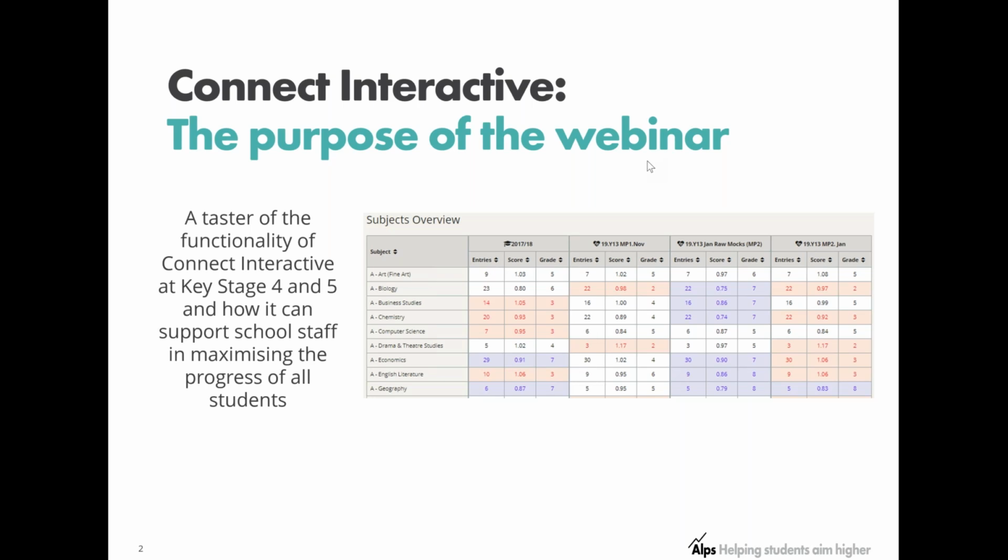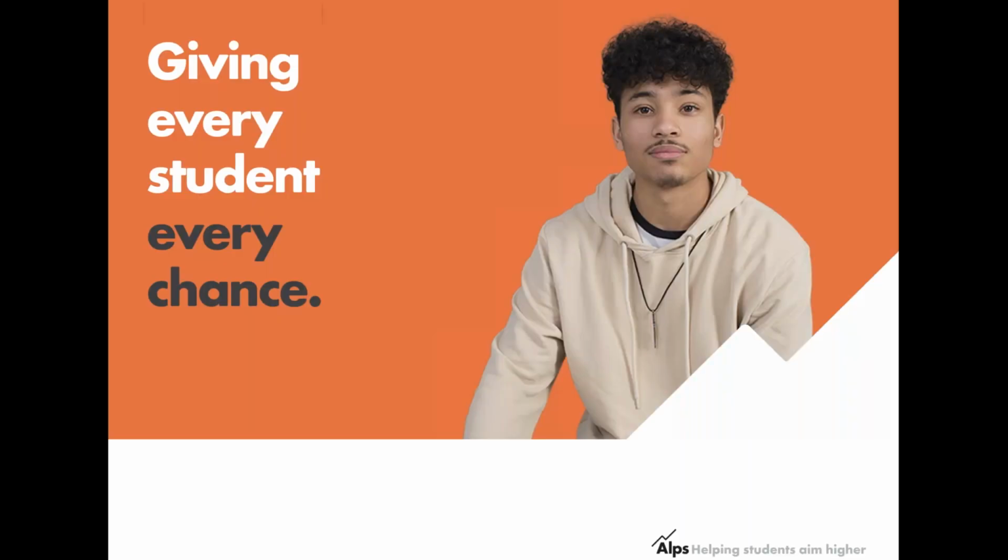So I'm really just looking at, you're familiar with Alps here, and this is what Connect Interactive can give you more than the reports. You might also be watching it because you're a data manager and you just want to see what Connect Interactive does, and therefore how you set up Connect Data might impact on Connect Interactive. Great. I'm going to take you through all the different tools and the functionality across the different levels of the layers of Connect Interactive.